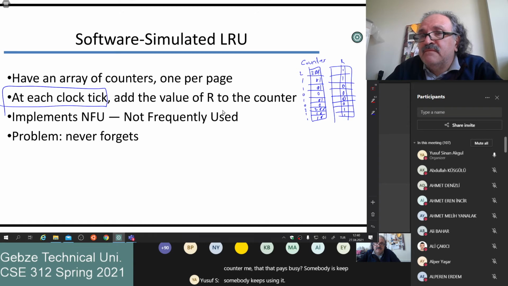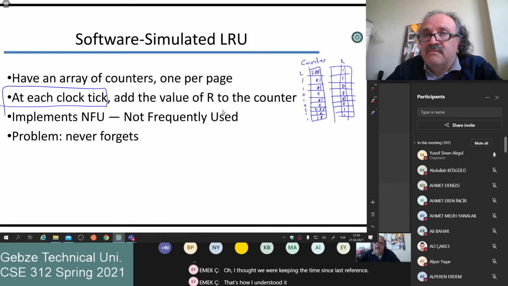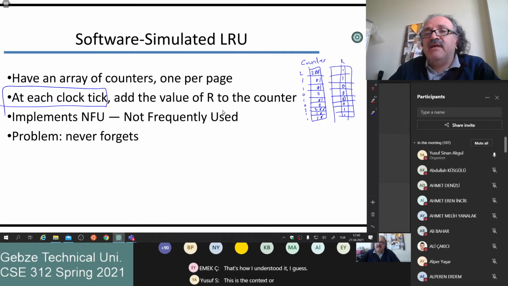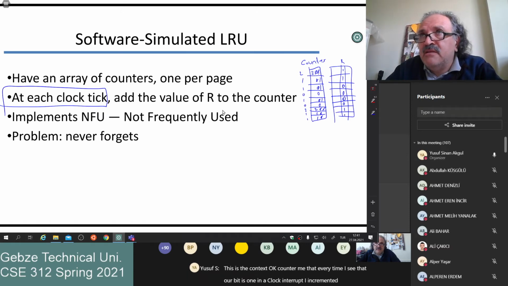Oh, I thought we were keeping the time since last reference. That's how I understood it, I guess. This is the counter, okay? Counter means that every time I see that the R bit is 1 in a clock interrupt, I increment that counter. So I am counting the number of clock interrupts in which the page is referenced.